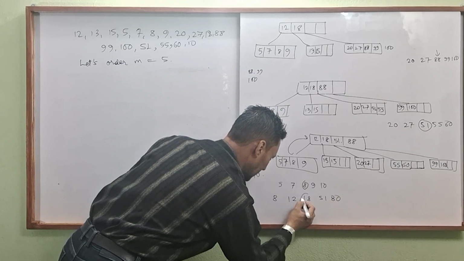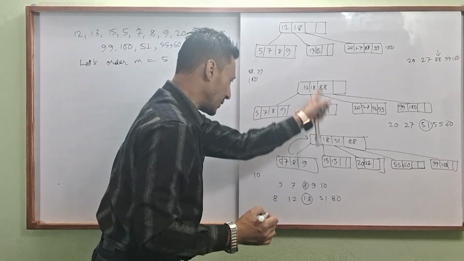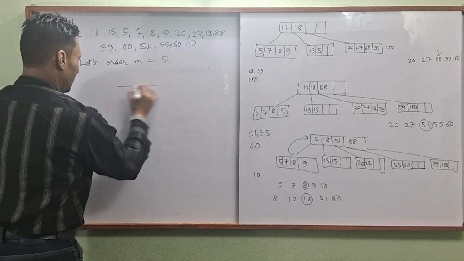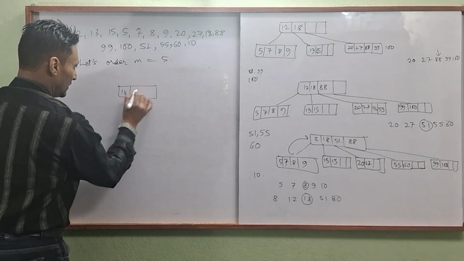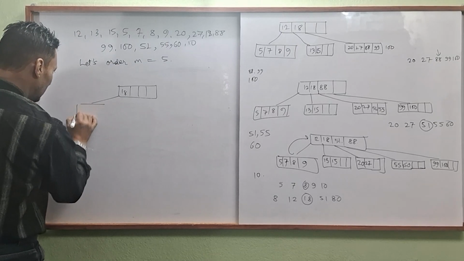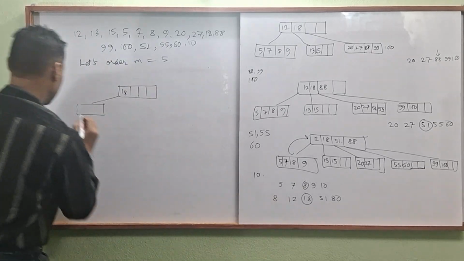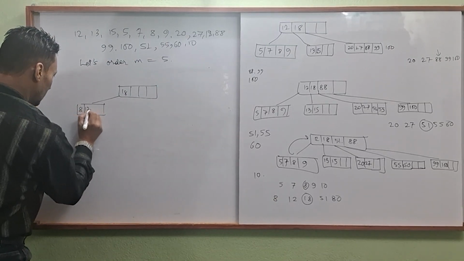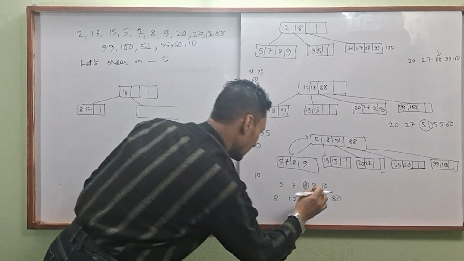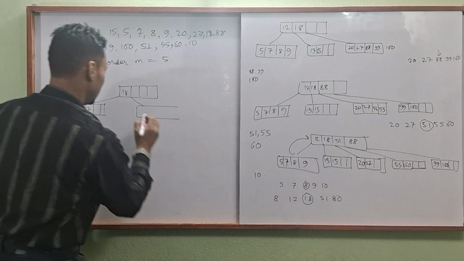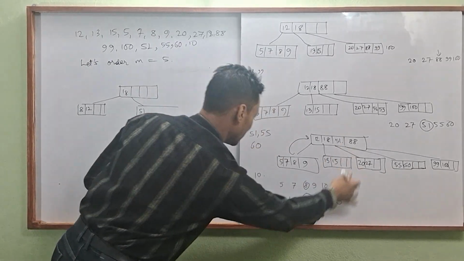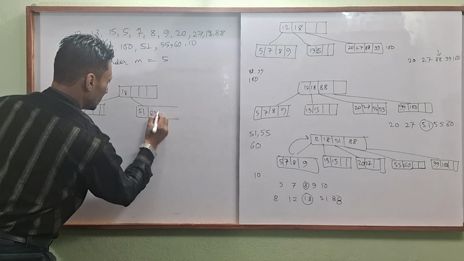Now we have to take the middle value 18. Now 18 will split this node. So we'll have the root like this, 18. The values less than 18 here are 8 and 12. Then the values greater than 18 are 51 and 88. My mistake, this is 88.